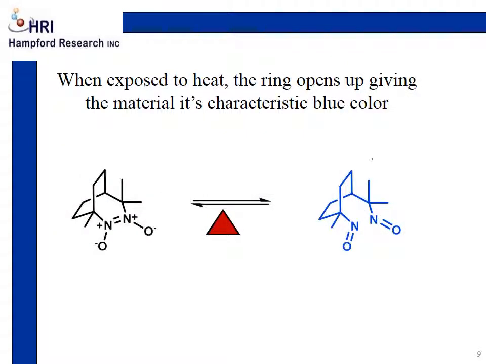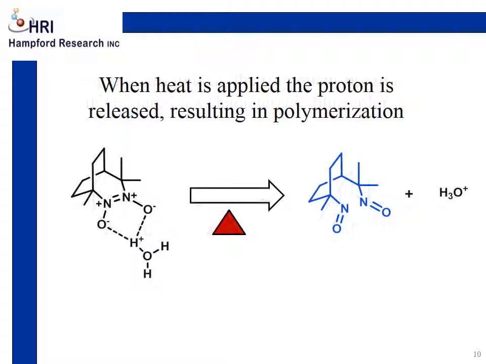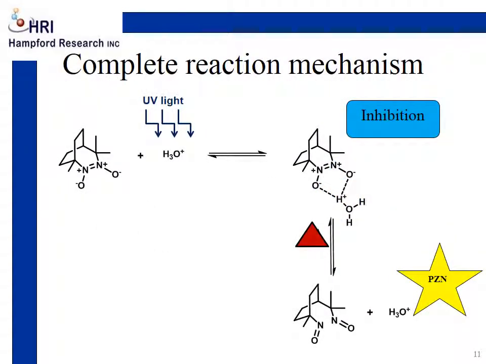When exposed to heat, the ring of the azo dioxides opens up, giving its characteristic blue color. This also allows the release of the proton, resulting in polymerization. This is what gives azo dioxides their thermal reversibility characteristics. Here's the complete reaction mechanism.